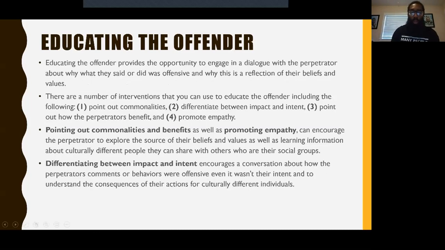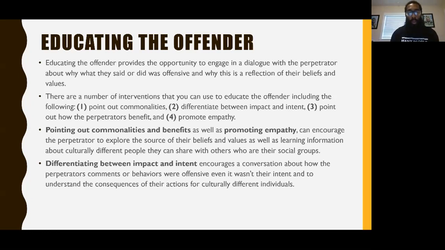So, when it comes to educating the offender, this is an opportunity for us to help folks unlearn perhaps some of the social rules that they've been given through their environments, through their family of origin, etc. And four things that we could do underneath that are we can point out commonalities, we can highlight the difference between impact and intent, we can point out how the perpetrators benefit from not engaging in microaggressive behavior in terms of biological consequences, psychological consequences, and also relational consequences as well. And then we can also promote empathy.